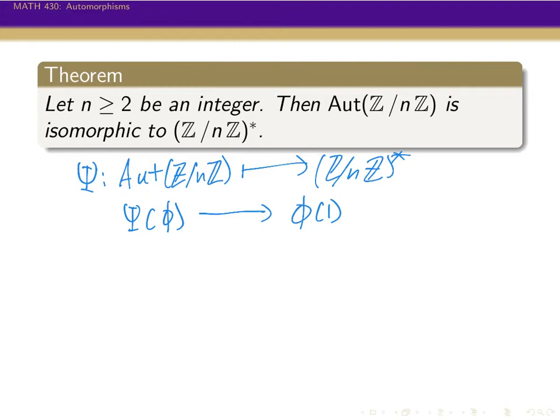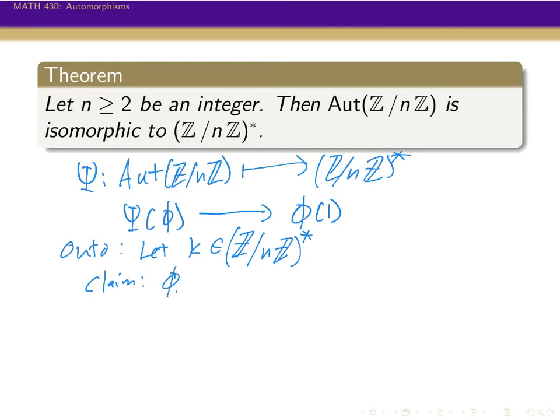So first, let's show that this map is onto. Okay, so let k be something in the multiplicative group mod n, and I claim that there exists a map phi sub k that goes from Z mod nZ to itself, so it's an automorphism, such that phi sub k of b is equal to b times k mod n.